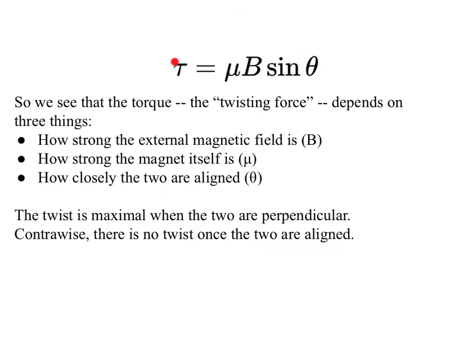So to remind you, the torque is the magnetic moment times the magnetic field times sine of theta. The twisting force depends on three things. How strong the field is, that makes sense. A stronger field makes it stronger. How strong the magnet is, because this is a measure basically of its magnetic susceptibility. How does it react to fields? And then how closely they're aligned, which is measured by sine of theta. The twist is maximized when the two are perpendicular, but there's no twist if the two are aligned.